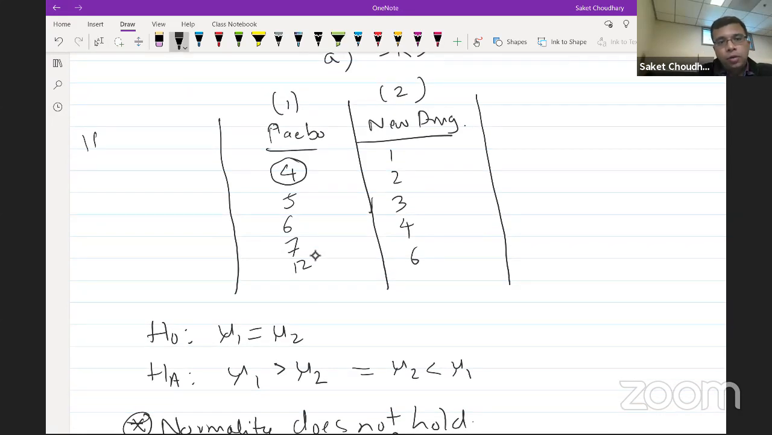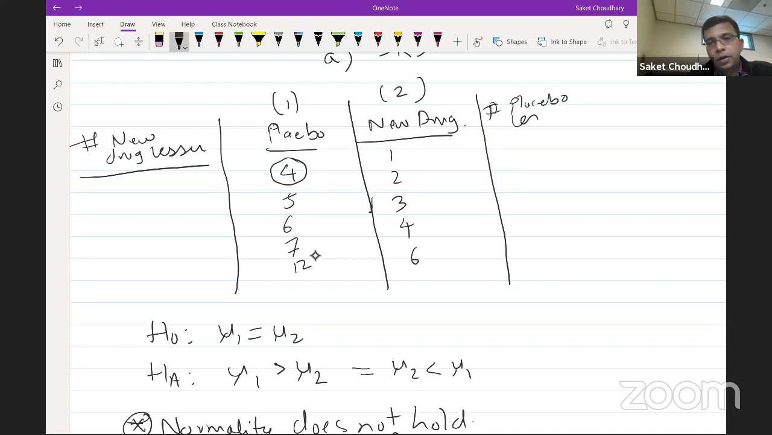So the column that you need here is the number of placebo. In this case, it'd be the number of new drug lesser, and I'll explain what that lesser means. And the analog of this is the number of placebo lesser. Okay, so let's see how we go about it.